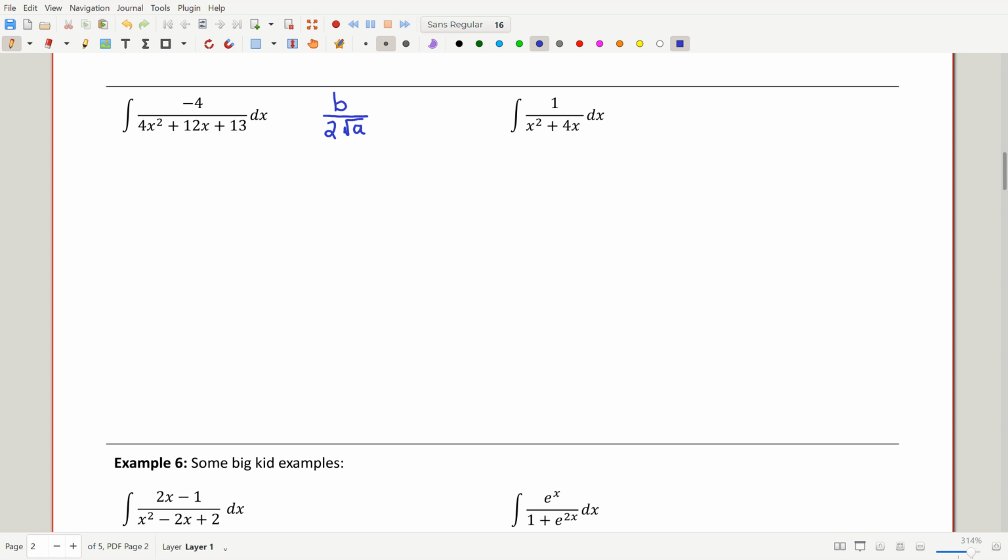Should those cards be fixed? What do I have? I have 2A, don't I? Yep. They should be fixed. Good call. You know what I was thinking? I don't know what I was thinking. I had the quadratic formula in my head, and I was thinking that the B over 2A is from there.